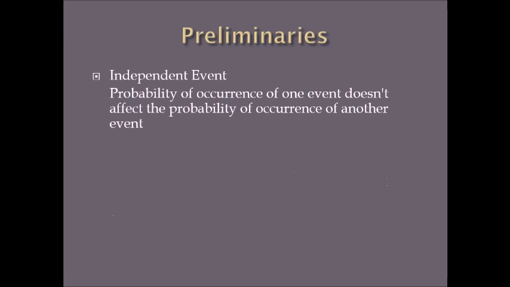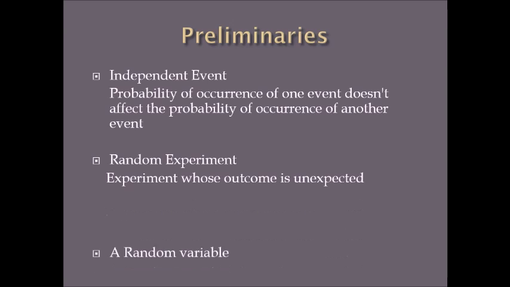An event is a set of outcomes of an experiment to which probability is assigned. In independent events, the probability of occurrence of one event doesn't affect the probability of occurrence of another event. Any experiment whose outcome is unexpected is a random experiment. A random variable represents all the possible values from a random experiment.